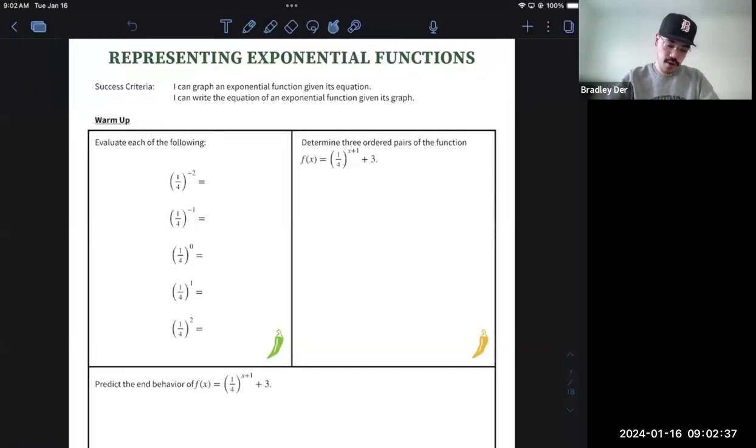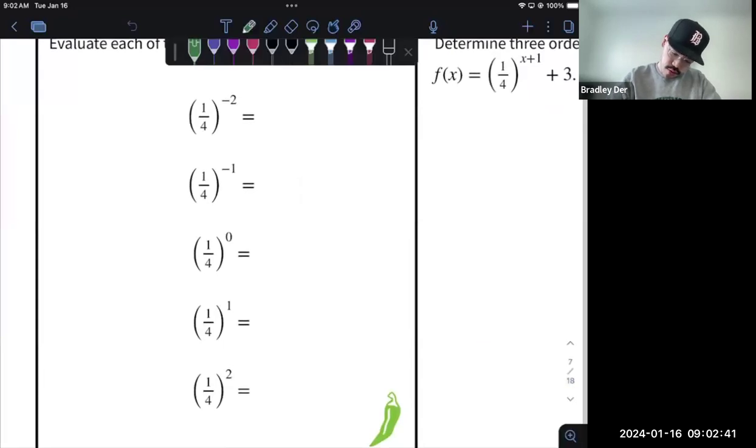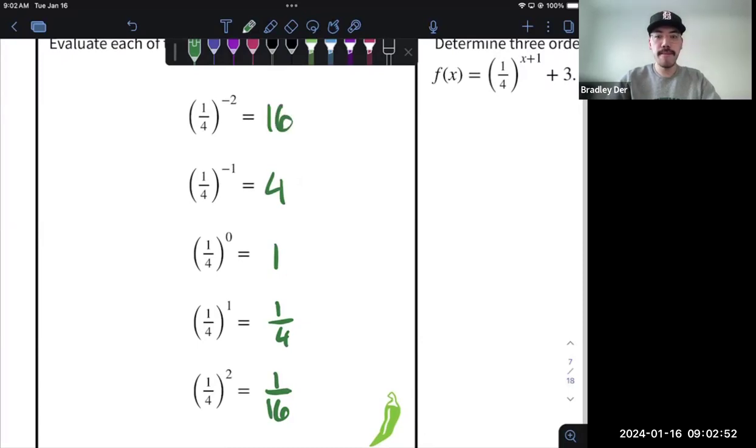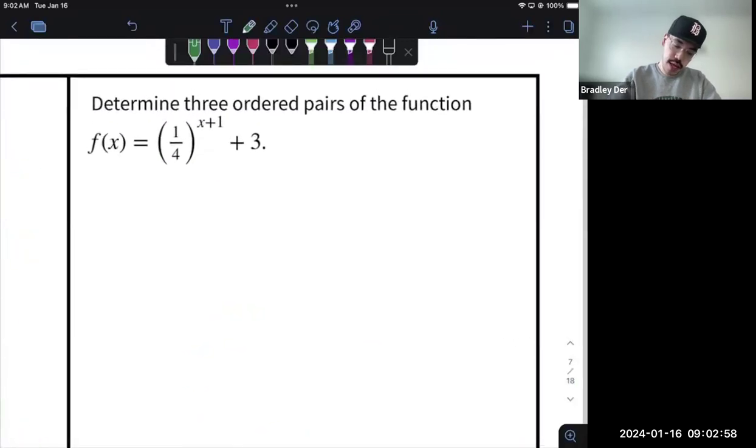But I'm just going to give you some answers real quick. Let's see. 1/4 to the first is easy. That's 1/4. And then if you were to square, that'd be 1/16. This would be 1, reciprocal 4, reciprocal squared 16. So those are your answers for the green. Answers for the yellow.